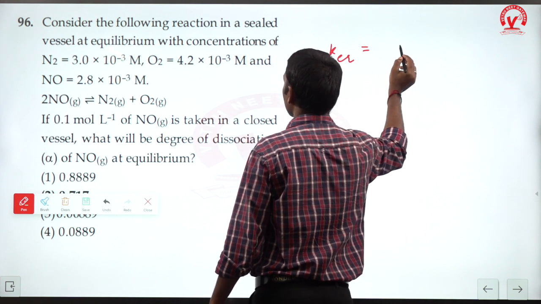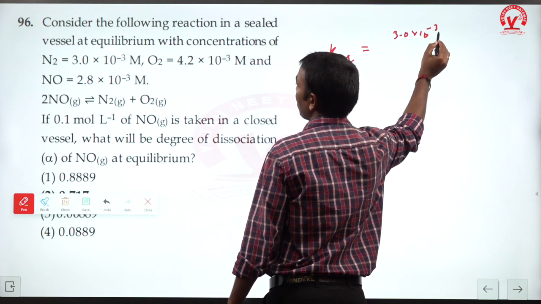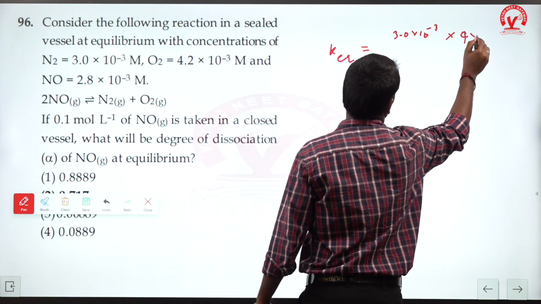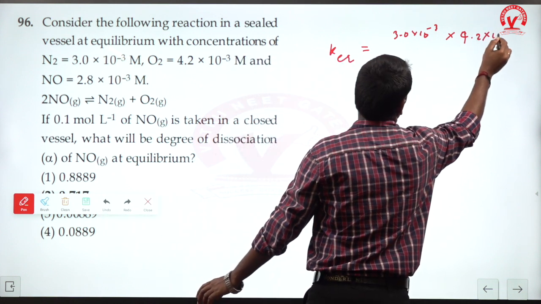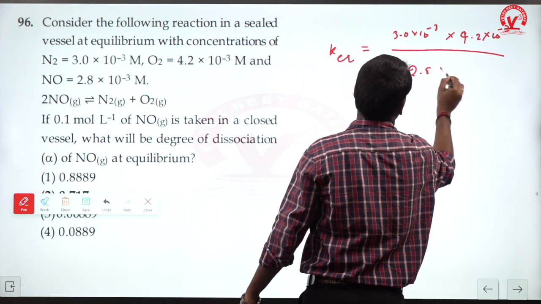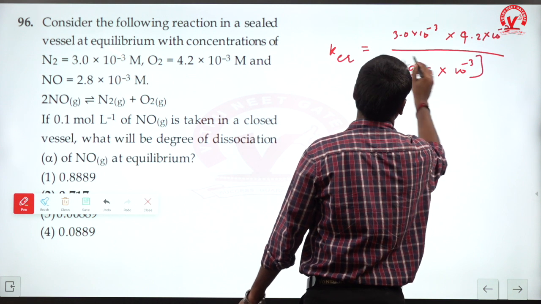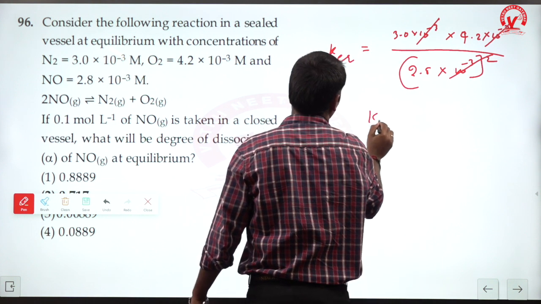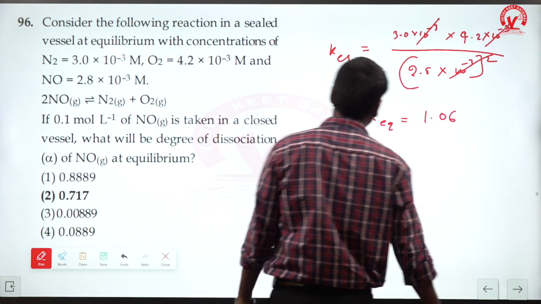So you can take here the product concentration, N2 3.0 into 10 power minus 3, and also O2, they gave O2 4.2 into 10 power minus 3, divided by 2.8 into 10 power minus 3 whole square. So just 10 power minus 3 whole square, the 10 power minus 3 terms get cancelled. So from here K equilibrium we will get 1.06.